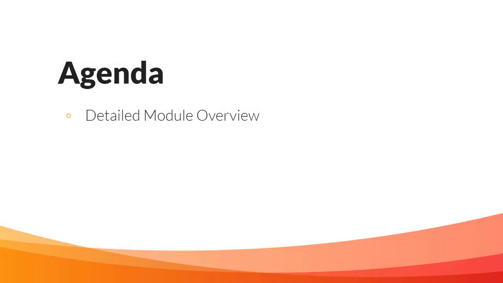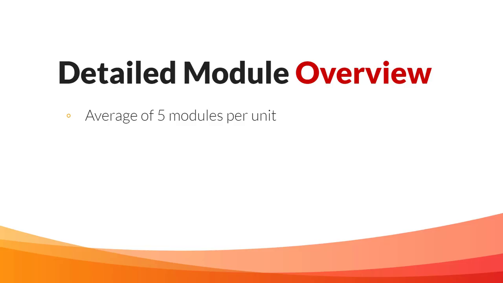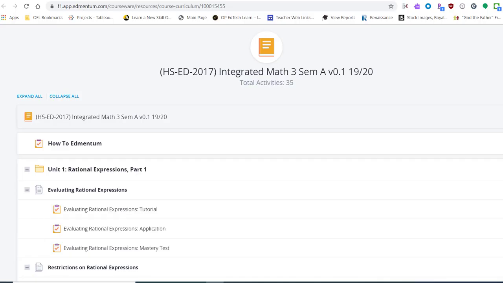On today's agenda, Detailed Module Overview. Let's get started. There are an average of about 5 modules per unit. Let's go ahead and take a look at one of these. With Integrated Math 3A and 3B, we have different types of modules which we will explore closely.